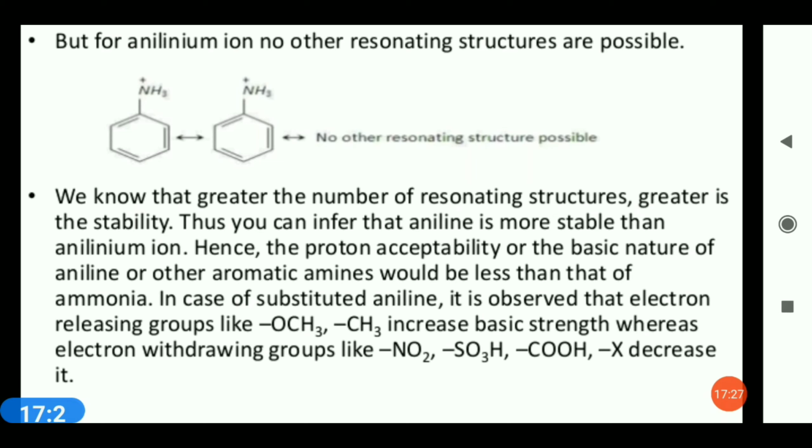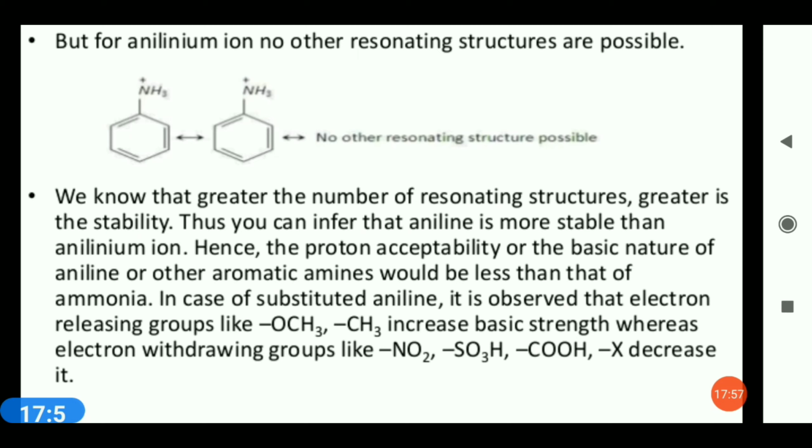But for the anilinium ion, no other resonating structures are possible. So anilinium ion will be more reactive. We know that the greater the number of resonating structures, the greater is the stability. Thus you can infer that aniline is more stable than the anilinium ion. Hence, the proton acceptability of the basic nature of the aniline or other aromatic amines would be less than that of the ammonia.